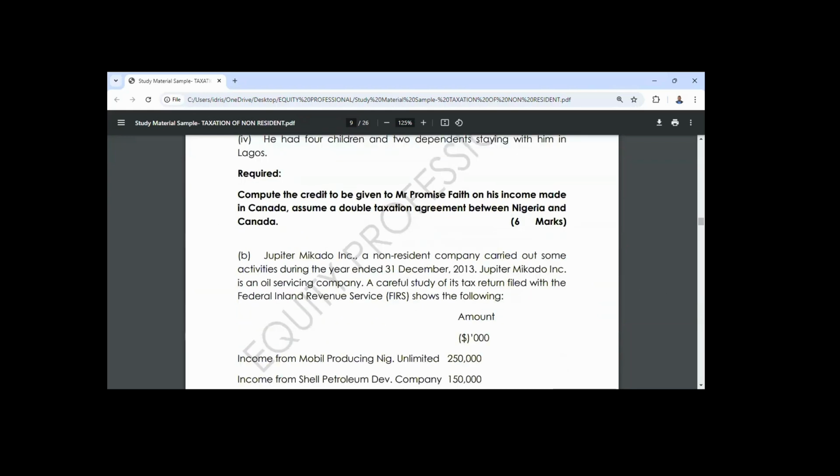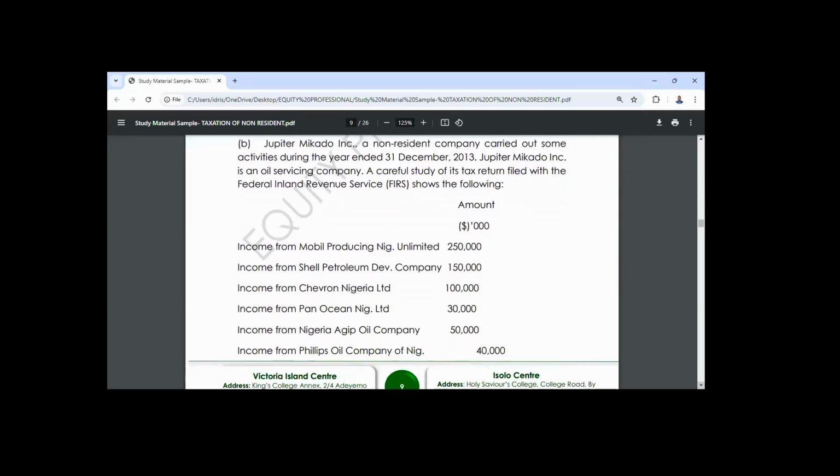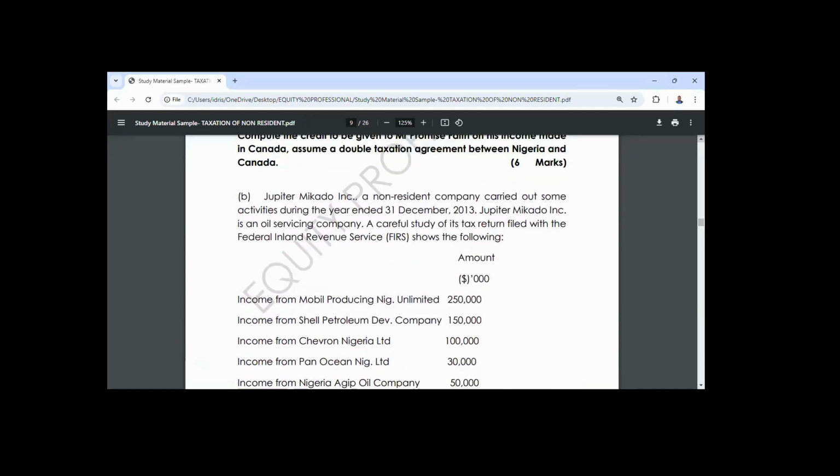Now, let's look at a question. Question 1B. Question 1B is: Jupiter Mikado Incorporation, a non-resident company, carried out some activities during the year ended 31st December 2013. Jupiter Mikado is an oil service company.